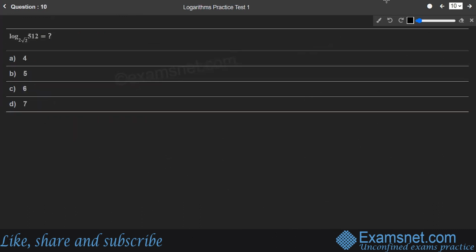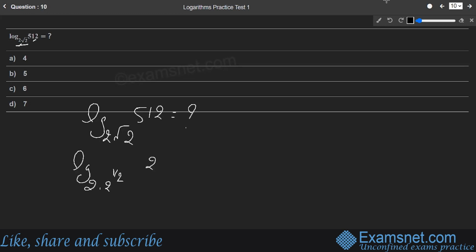Let us have question number 10. Log base 2 root 2 of the number 512 is going to be what? Let us write it first. Log base 2 root 2 and the number is 512, and that's what we are supposed to find out. Log base 2 root 2 can be written as log base 2 into 2 to the power 1 by 2, and this 512 can be written as 2 to the power 9. Let us combine the powers first. It's going to be log base 2 to the power 3 by 2 of 2 to the power 9.